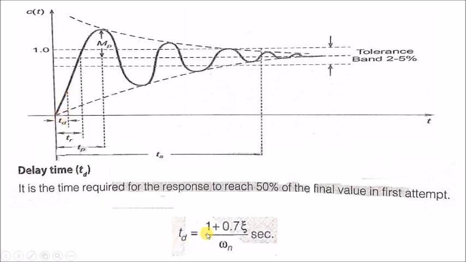So the formula can be written as td = (1 + 0.7 zeta) / omega n, and the unit will be seconds. Remember, this is not a derived formula, this is an empirical formula. By many substitution methods we have found this formula. Remember, no need to derive this formula. Derivation of this formula is not in your syllabus, you just remember this formula. And I gave it a 5-star rating because we need to remember all these formulas.